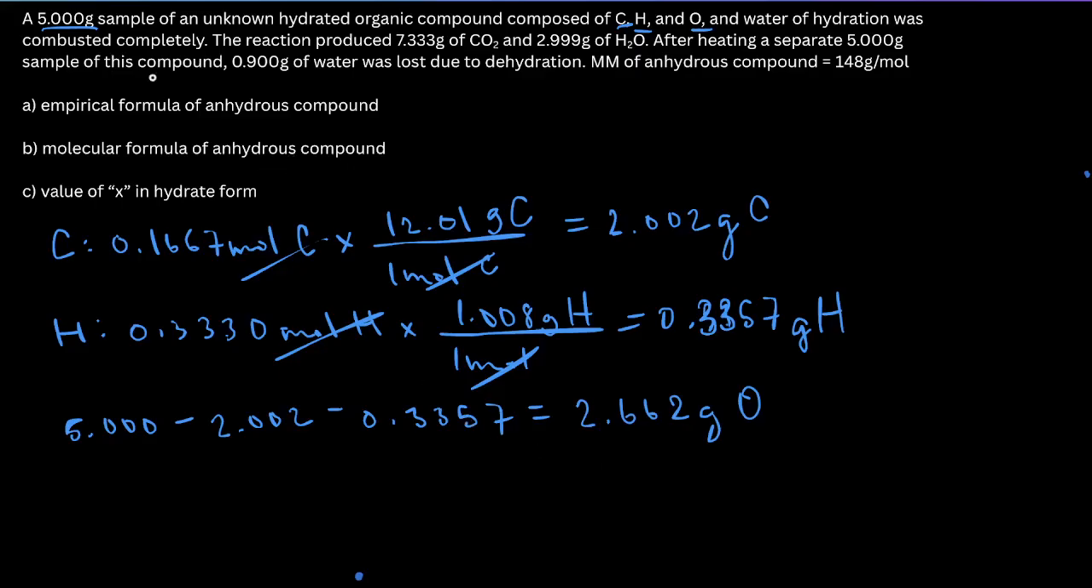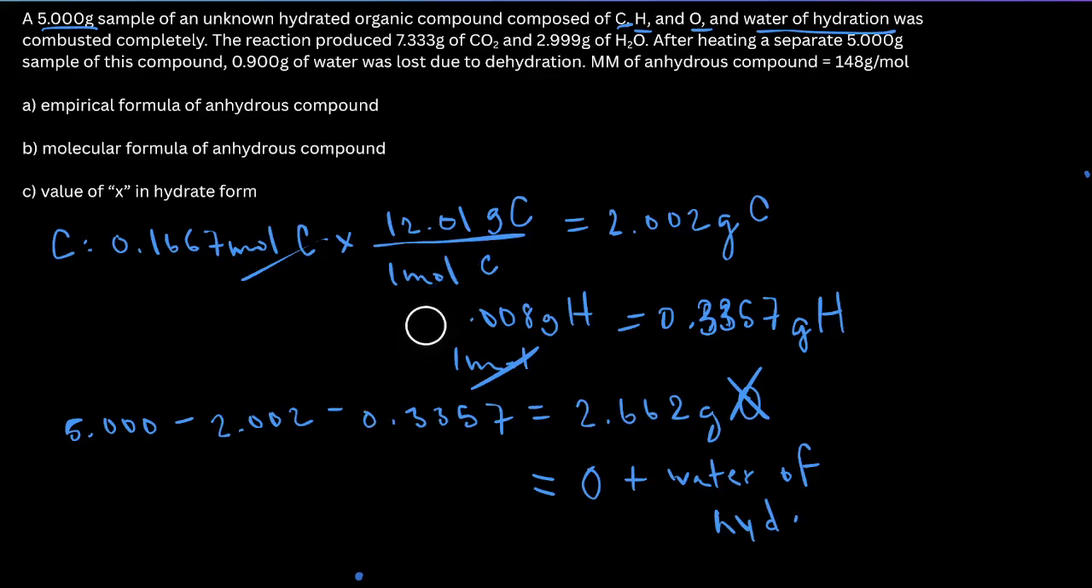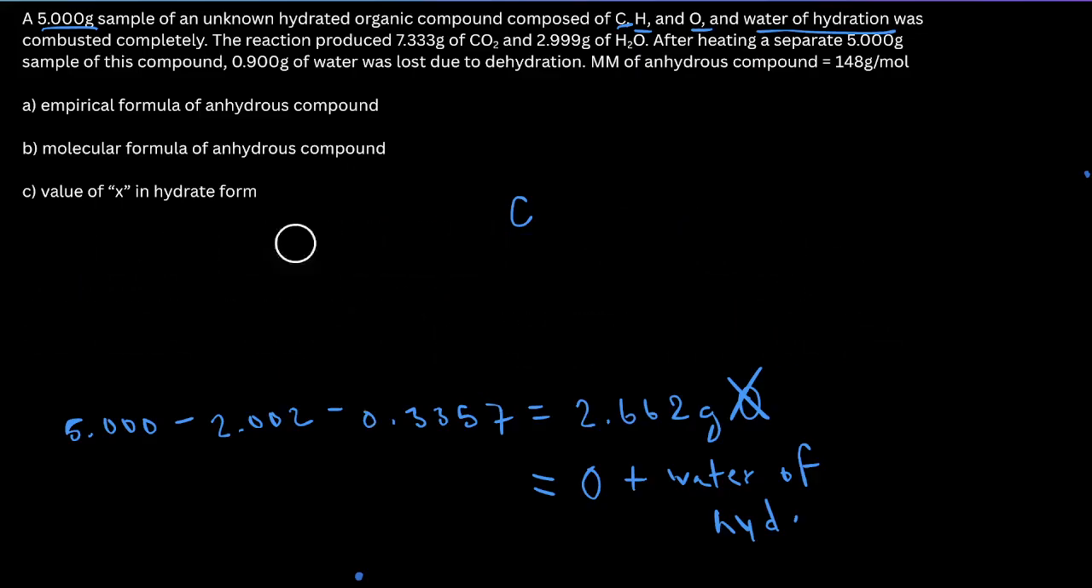While it is true that we have a 5-gram sample, which is composed of carbon, hydrogen, and oxygen, it actually is our hydrated sample, right? That means it includes this 5-gram sample. This mass is including that water of hydration. So this 2.662 is not exclusively oxygen. Rather, it is oxygen, but also our water of hydration. So that means that if we wanted to find our mass of oxygen, we would actually have to account for that water of hydration.